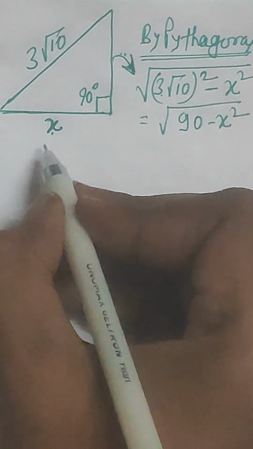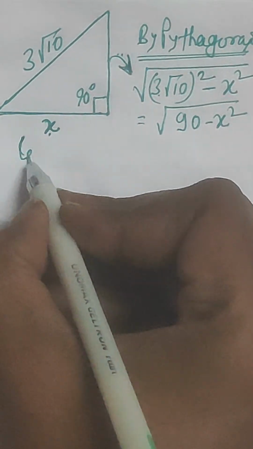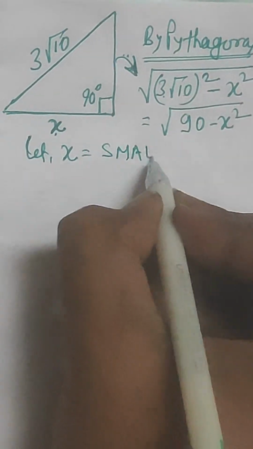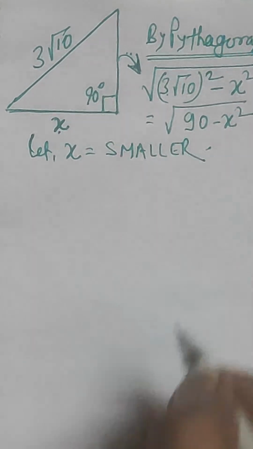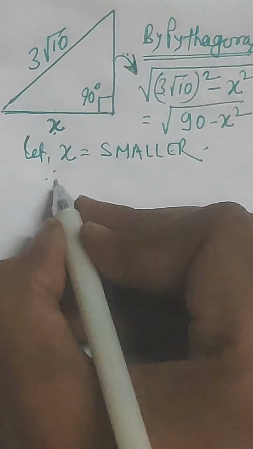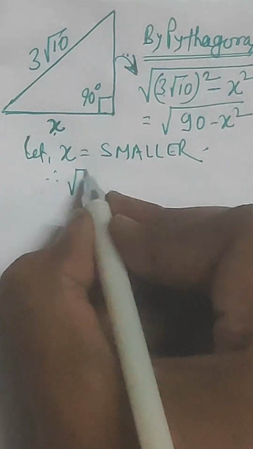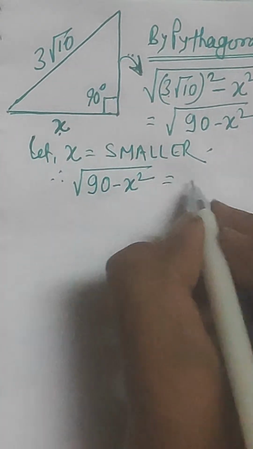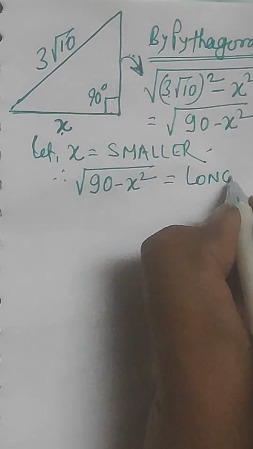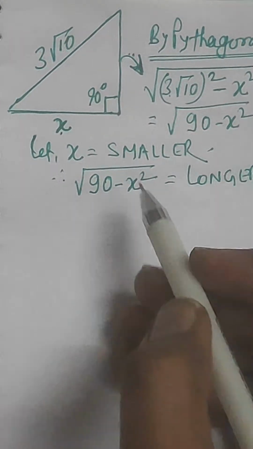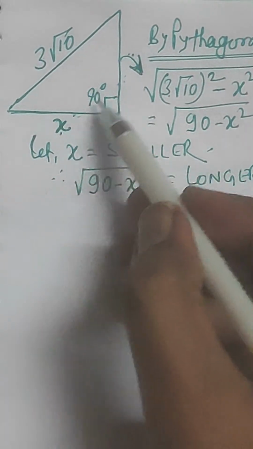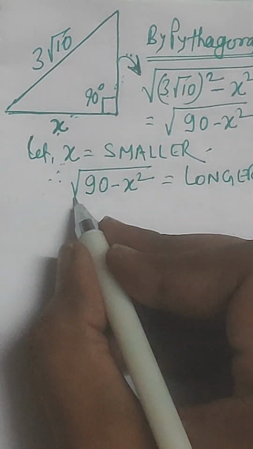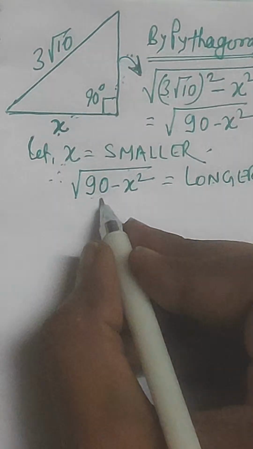What we have assumed is, let x be the smaller side. Therefore root over of 90 minus x square is the longer side. I'm just saying for the two sides, one is the base, which is smaller, and the perpendicular is the longer side.